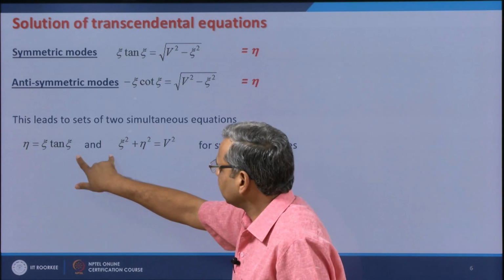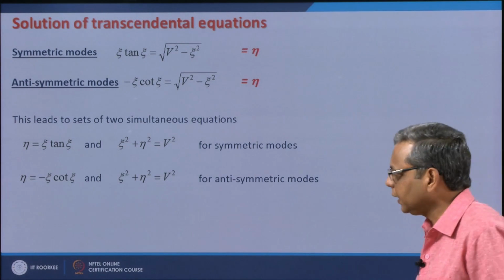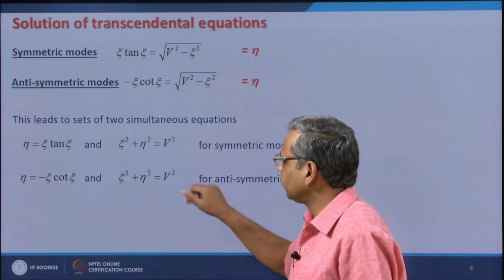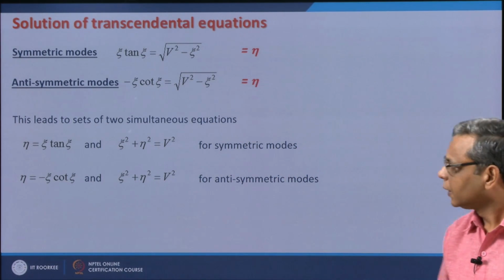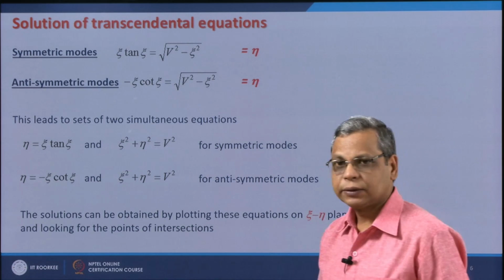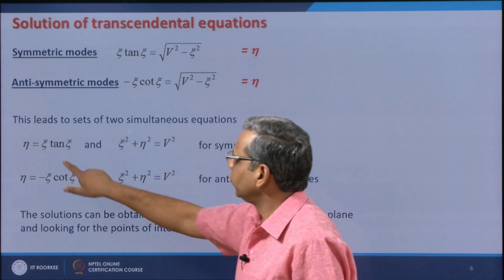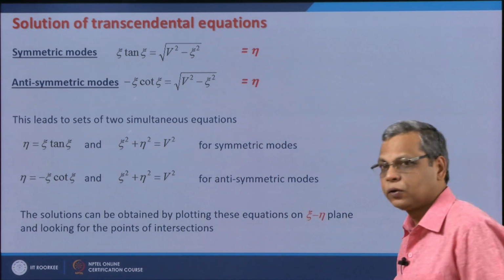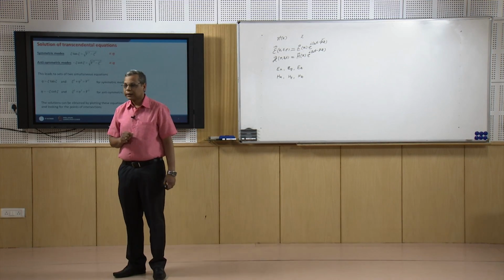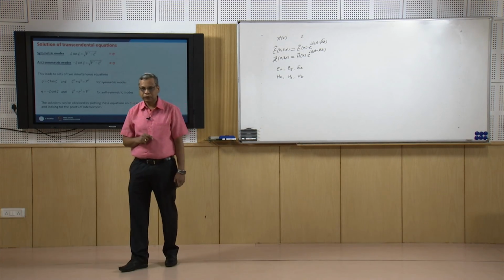These two equations are for symmetric modes, and similarly for anti-symmetric modes I get the equations eta is equal to minus xi cot xi and xi square plus eta square is equal to v square. Now, I can obtain the solutions of these equations by the graphical method. I just plot these two equations on the xi-eta plane and look for the points of intersection. Those points of intersection will give me the allowed values of xi, and hence the allowed values of beta.